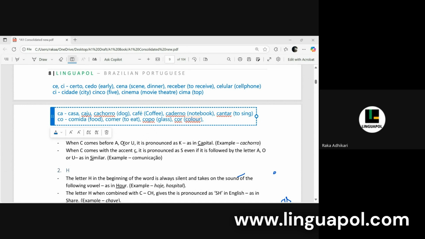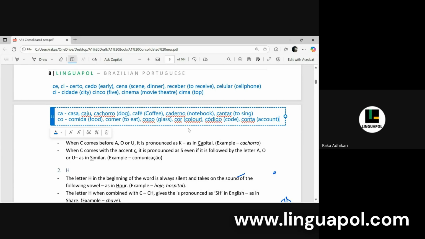Let's take a word very commonly used in the computer. Código. Código is a code. Okay. Código. Conta. Very commonly used. Account. Conta.